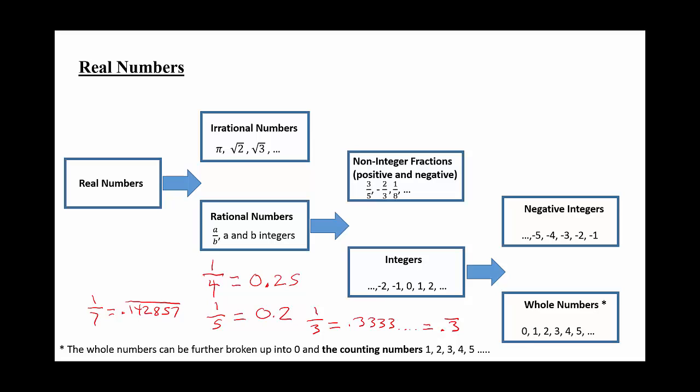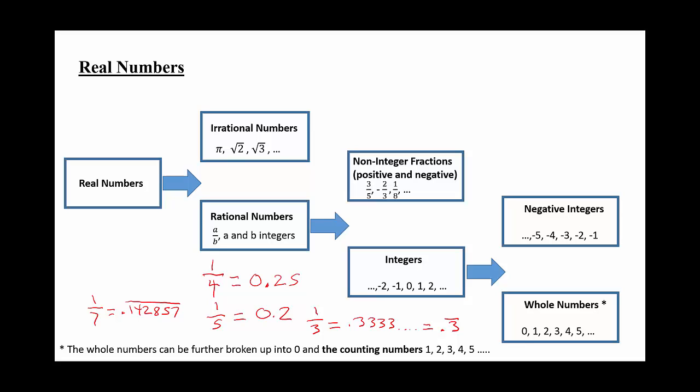Remember that those are still rational numbers because we can write 2 as 2 over 1, and 2 and 1 are both integers. It just happens when we divide it out that we don't have any numbers to the right of the decimal point. We can further break those integers up into the negative integers and the whole numbers. The whole numbers are 0, 1, 2, 3, 4, 5, going on forever to the right. And then we can further break those whole numbers up into 0 and the counting numbers. The counting numbers really are just the positive integers: 1, 2, 3, 4, 5, going on forever.